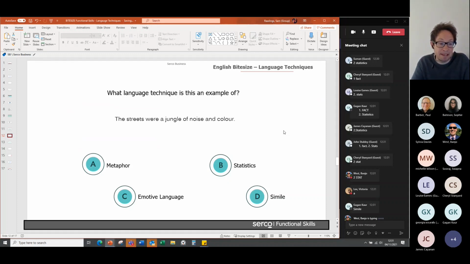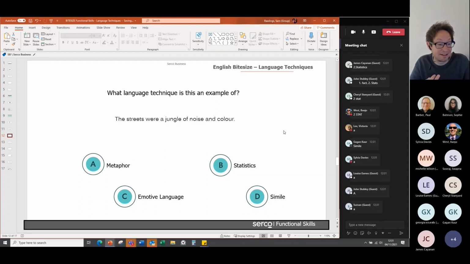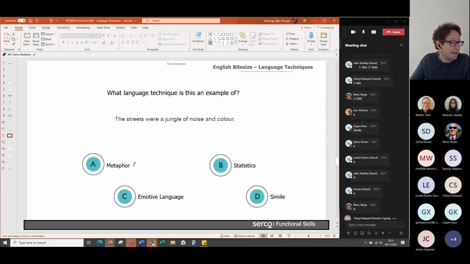So remember, a simile compares 2 things using like or as. So if you've not got those words like or as, it's not a simile. Good, thank you, the person who just spoke. That's absolutely right. And everyone else has got it right as well. So that is a metaphor. Good. Describing the streets as a jungle. So it's a metaphor. All right, perfect.